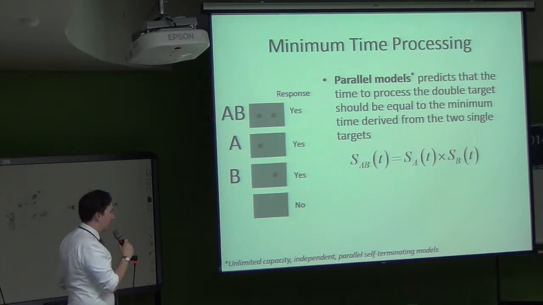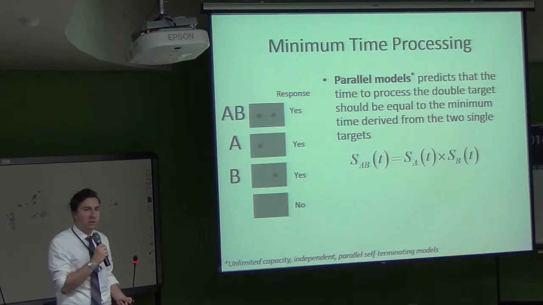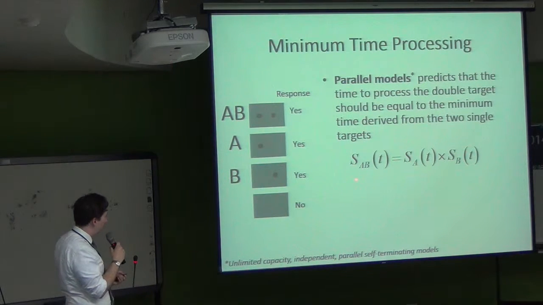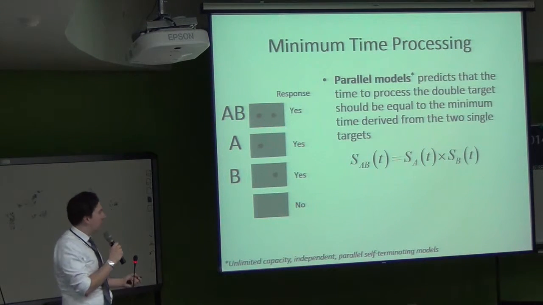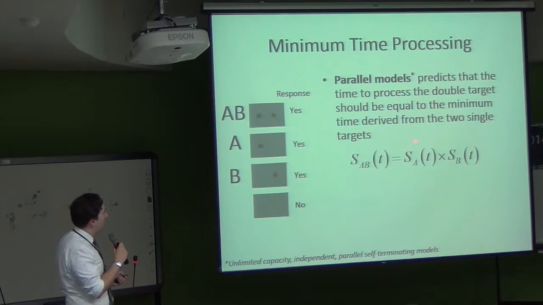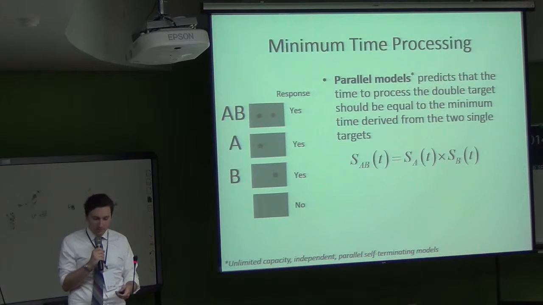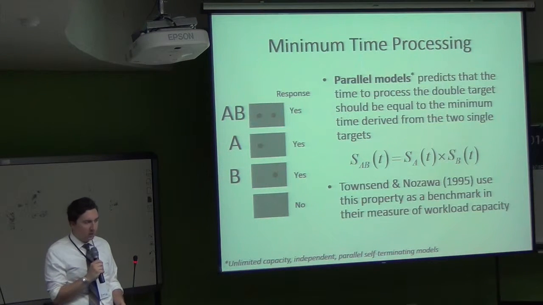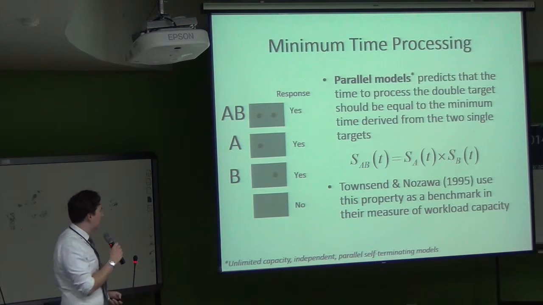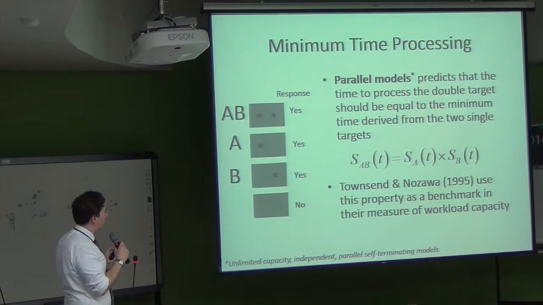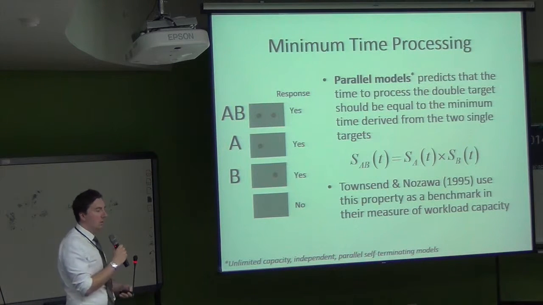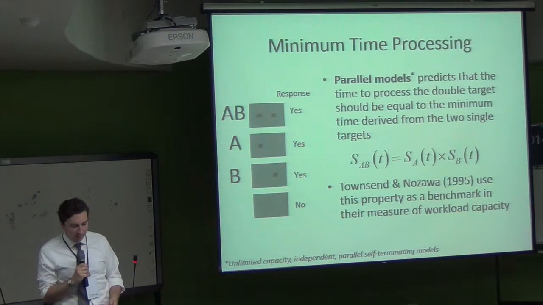Now, the appropriate mathematical notation, the way to express this relationship is in terms of the survivor functions. So this is the survivor function that we observe from the double target response time. That should be equivalent to the product of the survivor functions from the two single targets on their own under an unlimited capacity independent parallel self-terminating model. So Jim and his colleagues, Nozawa, used this property as a benchmark whenever they developed their measure of workload capacity.